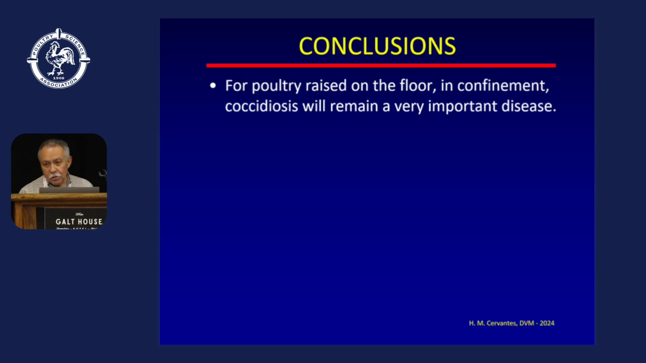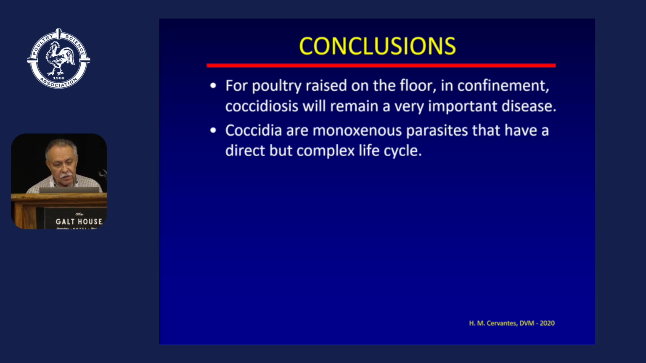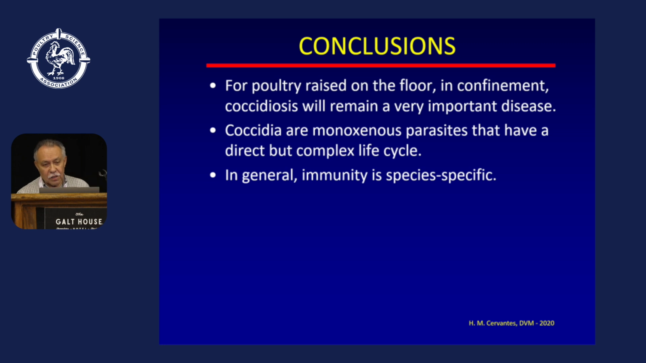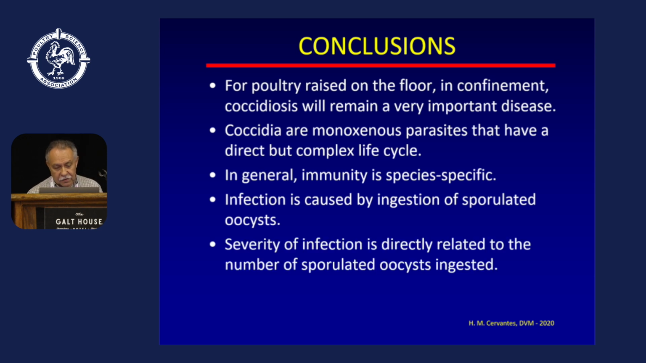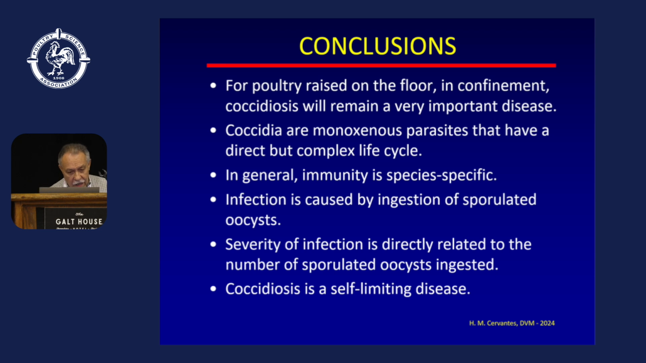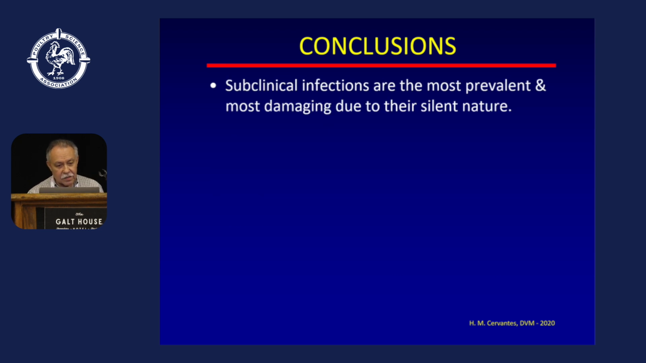So, in conclusion, for poultry raised on floor in confinement, coccidiosis will remain a very important disease. Coccidia are monoxenous parasites that have a direct but very complex life cycle. In general, immunity is species-specific. There are a few exceptions. Infection is caused by ingestion of sporulated oocysts. Severity of infection is directly related to the number of sporulated oocysts ingested. Coccidiosis is a self-limiting disease.